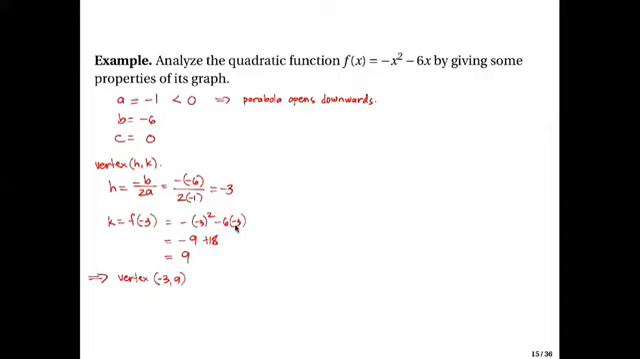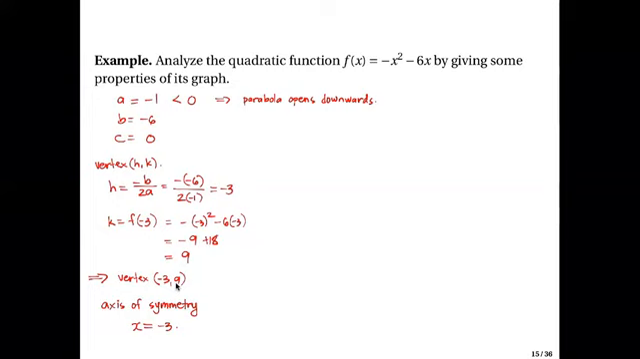Okay? And then, let's have the axis of symmetry. This is just the vertical line x equals h. But h is negative 3. So we now have a parabola that opens downwards with vertex negative 3, comma 9.